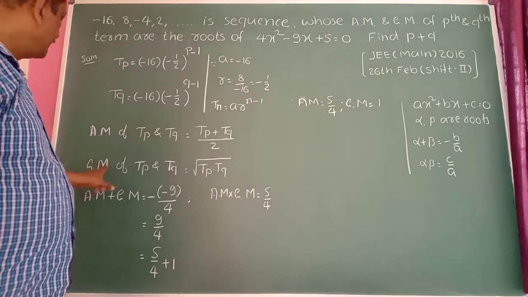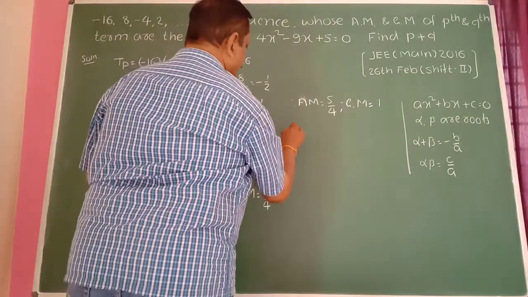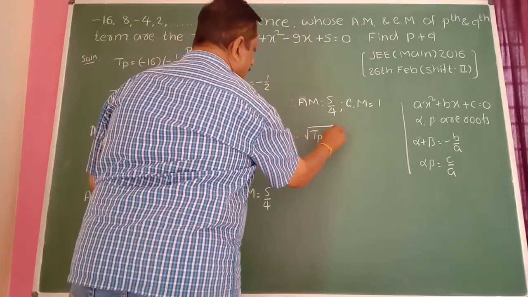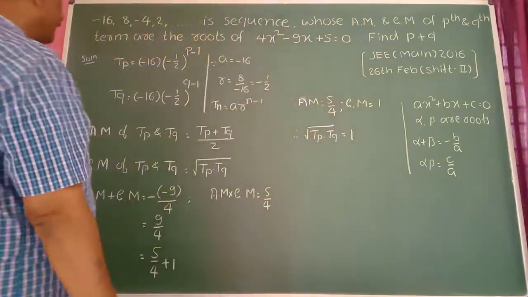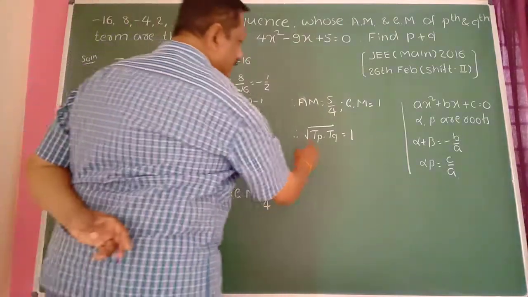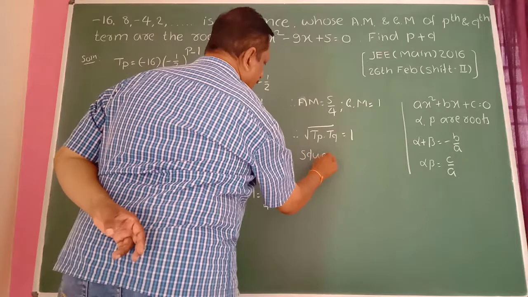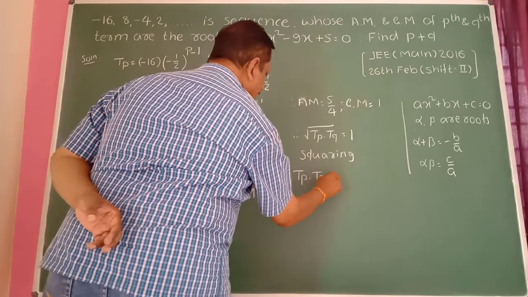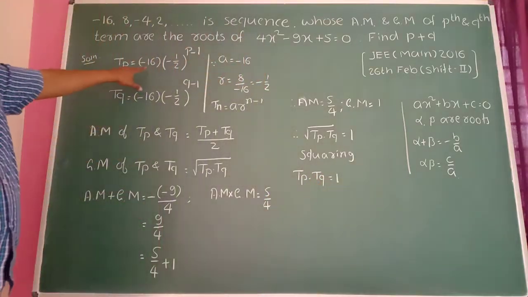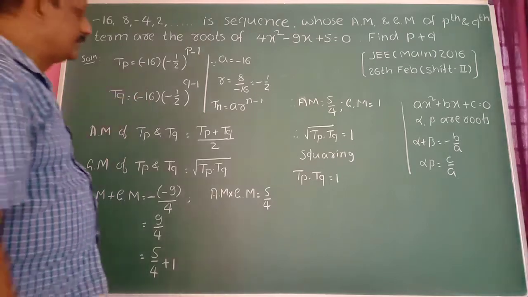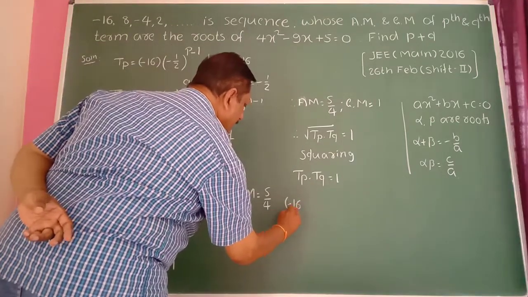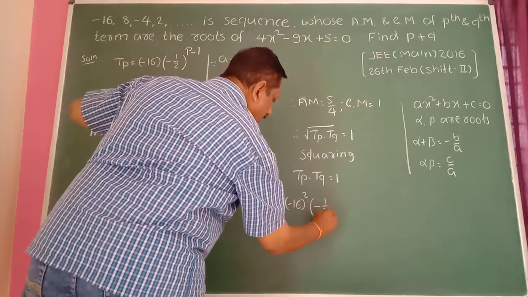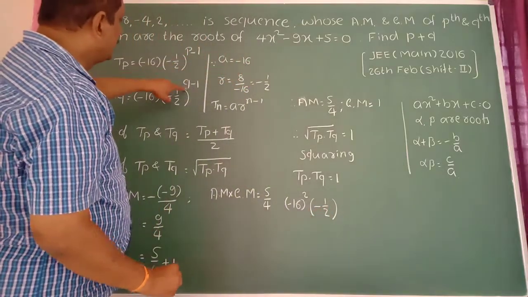Then the geometric mean formula, geometric mean is this here. Therefore, root of Tp into Tq is equal to 1 here. Squaring on both the sides, we get Tp into Tq is equal to 1 here. Tp is this here and Tq is this one. Multiply it here: minus 16 squared, and this into this becomes minus 1 upon 2 raised to p plus q minus 2.